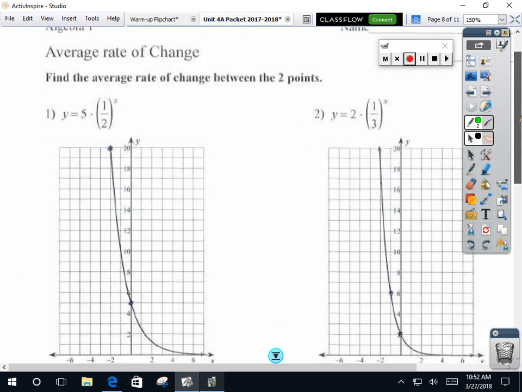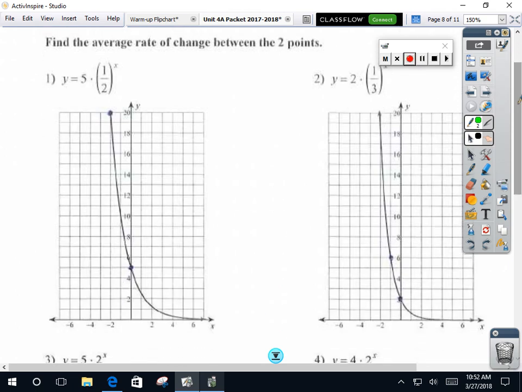Okay, on page 7, you've got to do the average rate of change between the 2 points. So we have an exponential curve, and the points have already been labeled for you. Average rate of change is the same thing as what? Slope. So all they're asking you to do here is find the slope. When you have a graph, what's the easiest way to find the slope? Count the rise over run. And you always go from the left point to the right point.